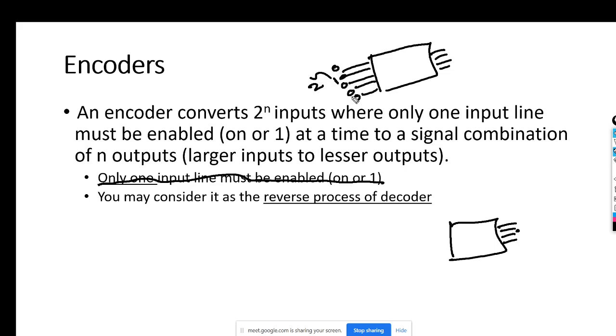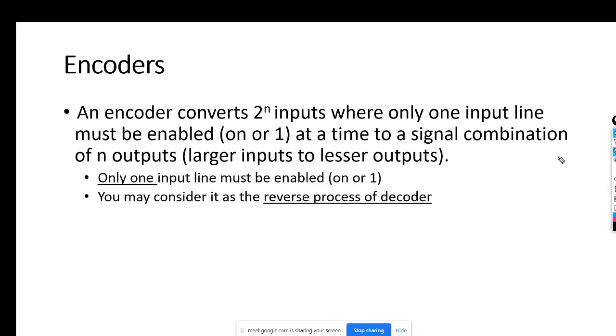So now you can see it's something like the opposite of the decoder as well, right? You can say encoder and decoder are sort of opposite in meaning. You can see that resemblance is there. In a decoder, only one output line is 1 at a time. In an encoder, only one input line is 1 at a time, while all the others are 0. So you may consider it something like the reverse process of the decoder as well. But the usage is completely different, though it looks like a sort of reverse process.